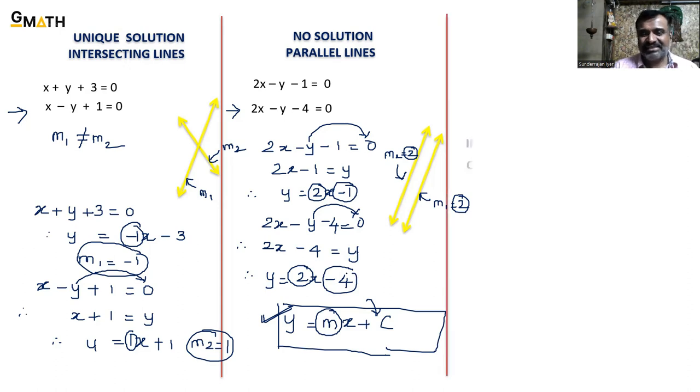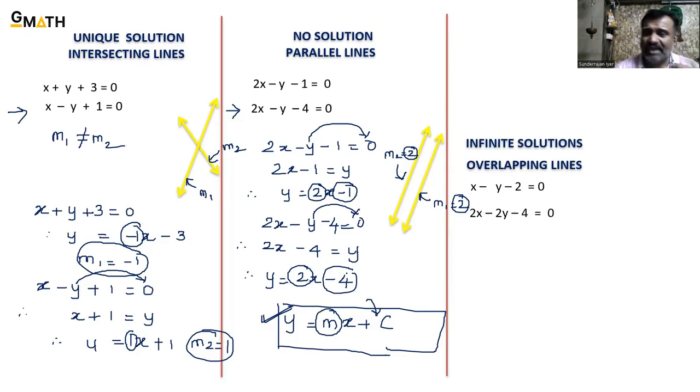And the last case is overlapping lines or infinite solutions. Now, these are the two equations that are given to you. Again, we'll write this in the slope intercept form. So first case, x minus y minus 2 is equals to 0. We'll just separate that y that side. So what I get is x minus 2 is equals to y, or y is equals to x minus 2. So here the slope is nothing but 1. m1 is equals to 1.